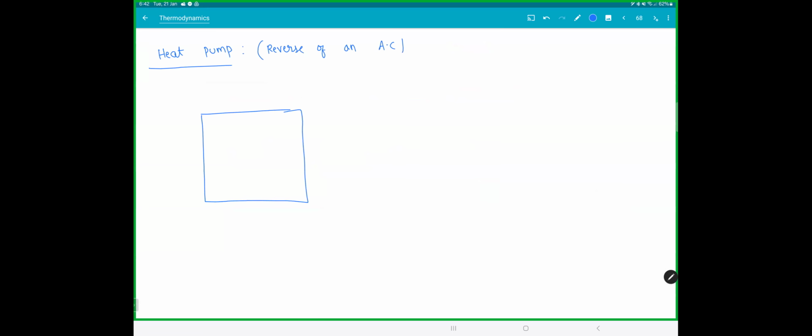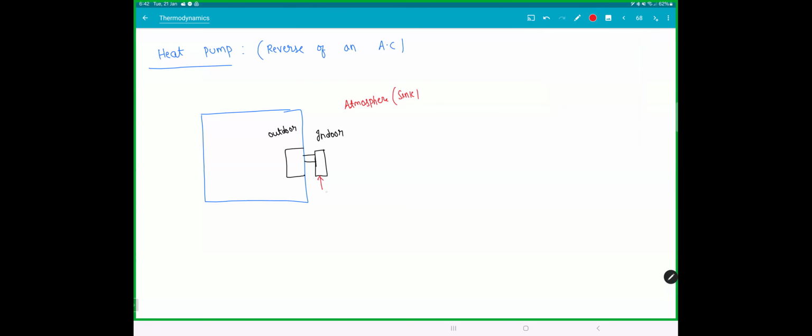So let's say this is the room. Let's say outside, the atmospheric temperature dropped very badly, let's say -10 or minus something outside. So you want to keep the room hot. So the atmosphere is your sink. What you do is you put the AC's outdoor unit inside the room, and you put the indoor unit outside the room. Reverse, right? And now see what happens.